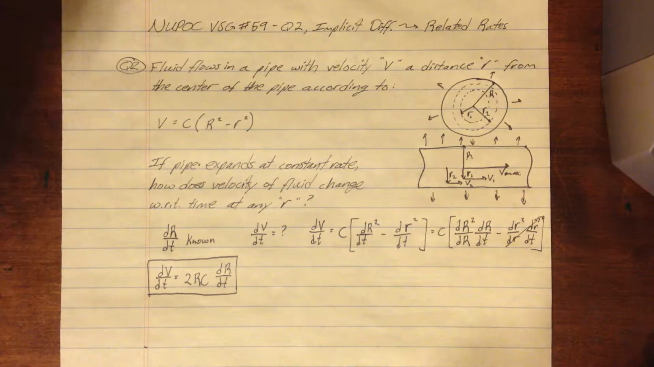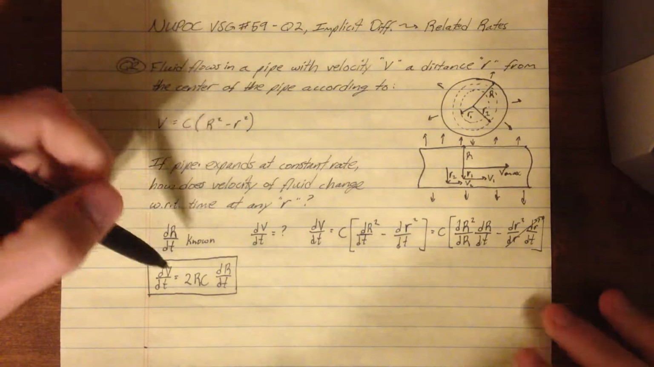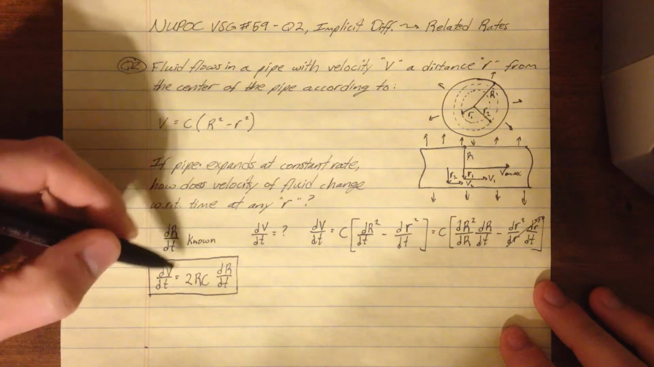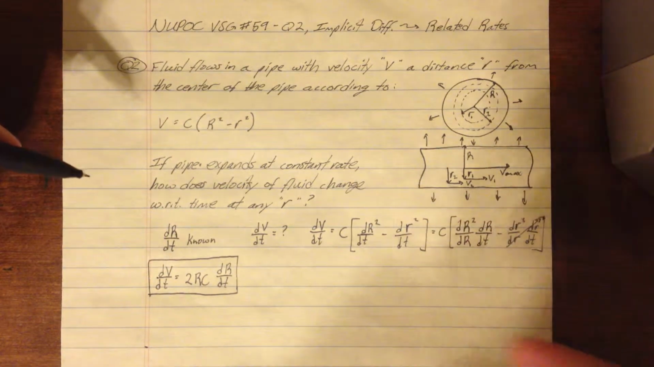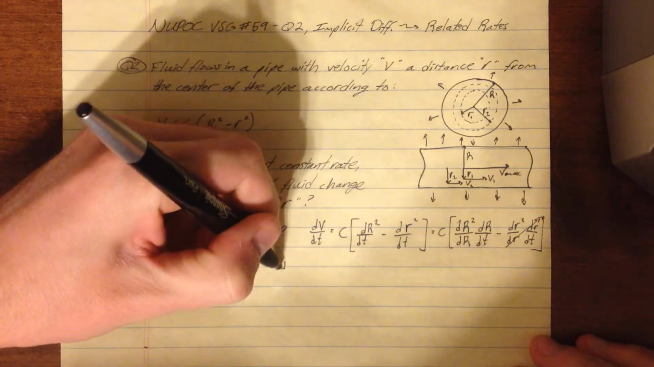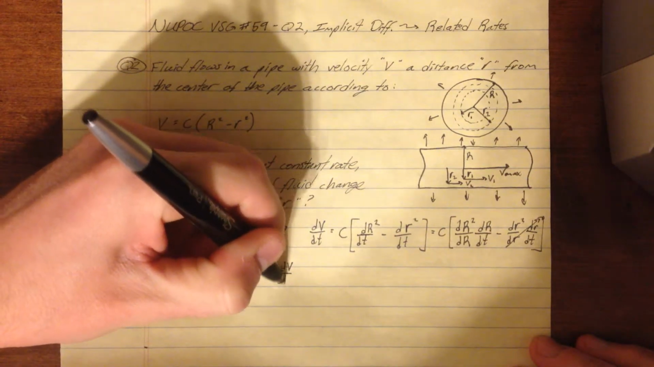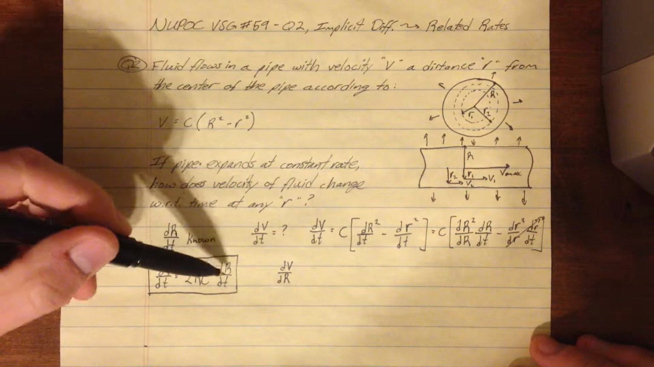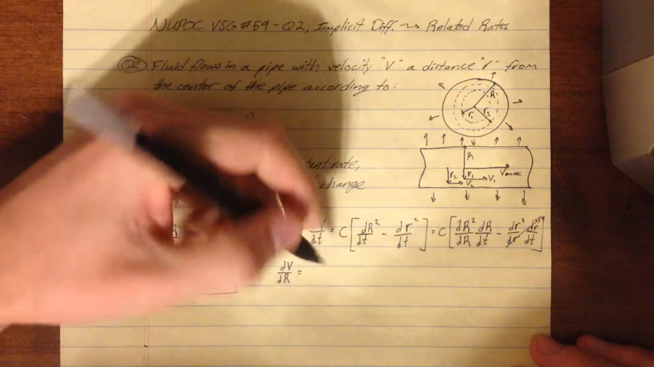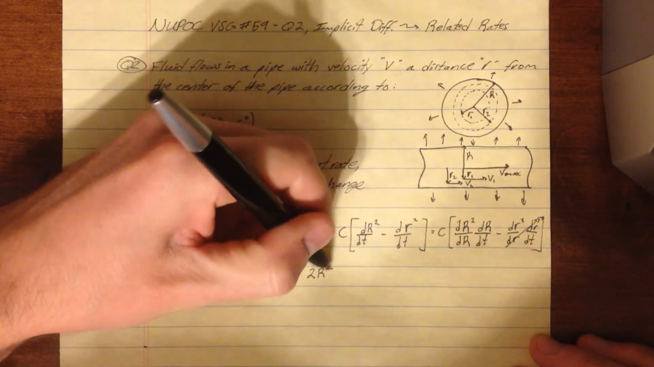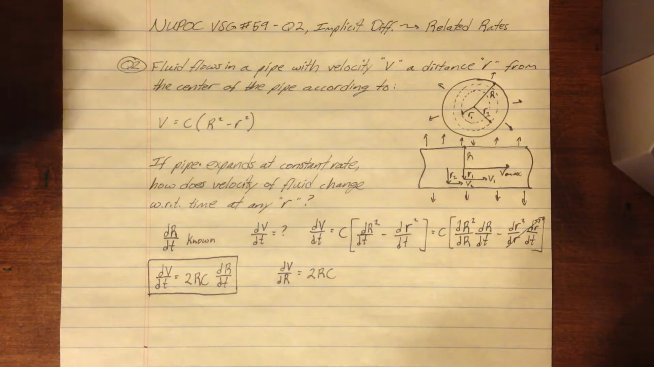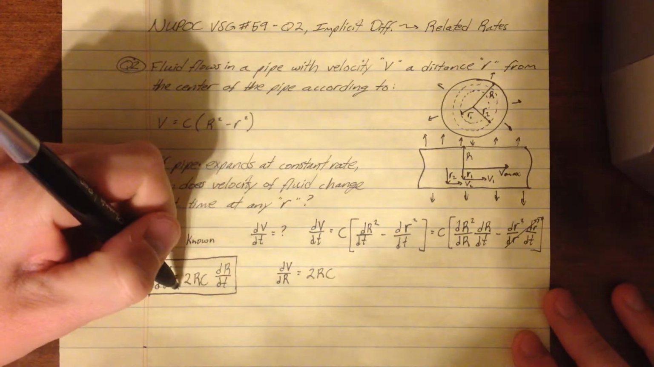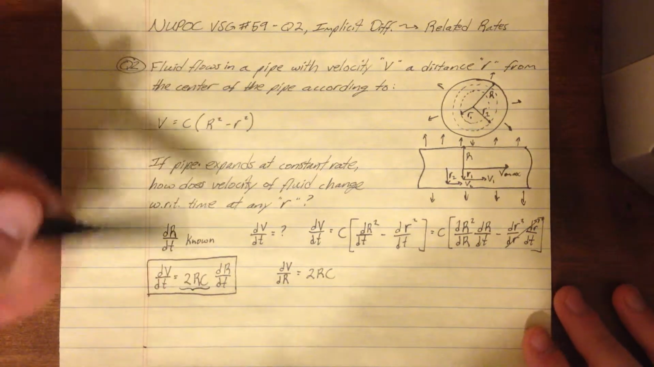Now, something interesting. If you also wanted to find, for example, not how the fluid flow changes with respect to time, but with respect to r, so if we wanted to find dv dr, we could just rearrange this algebraically. We bring this dt up here, bring dr down here, and we'd find dv dr equals 2rc.